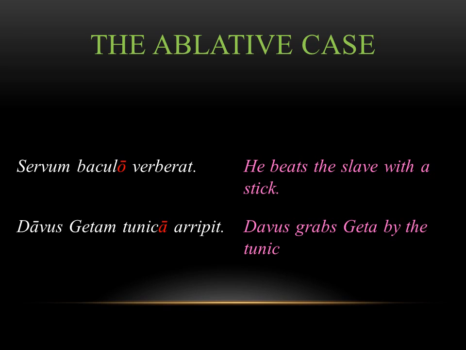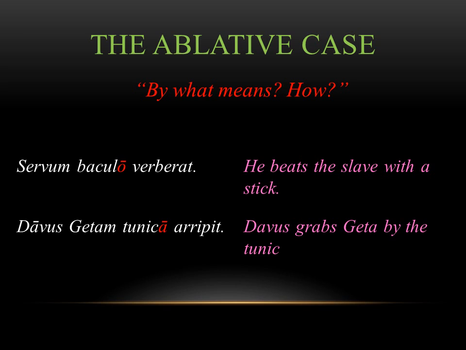In the second, we're translating the ablative by the tunic. Again, with the word by. With and by are two of those 5 words we learned on translating the ablative when there's no preposition there. These 2 sentences are answering the question, by what means and how.